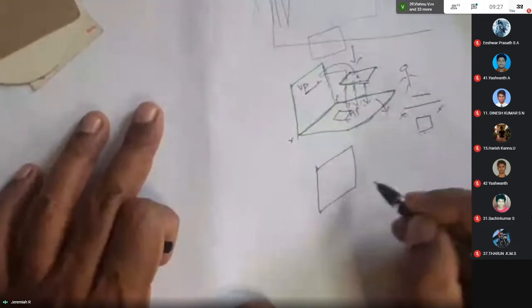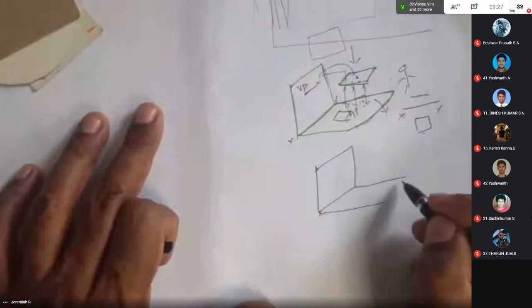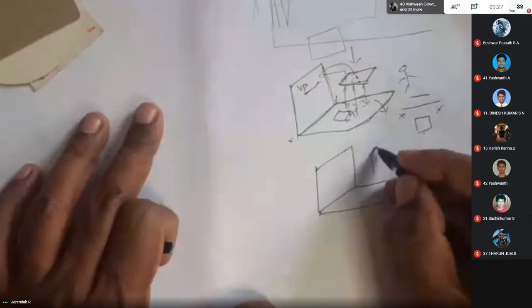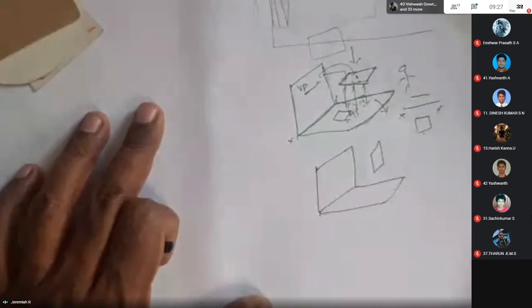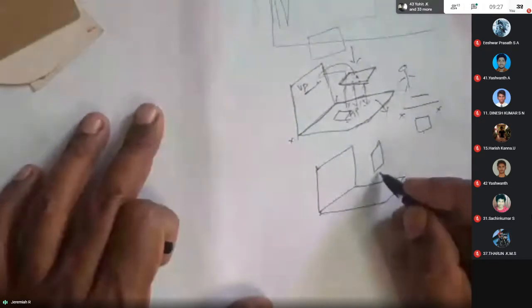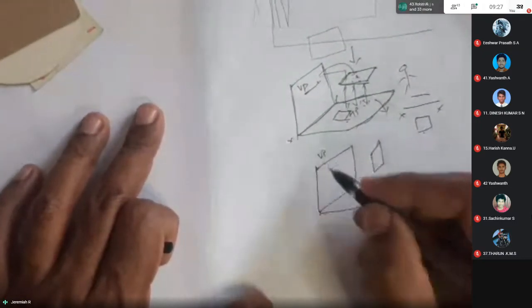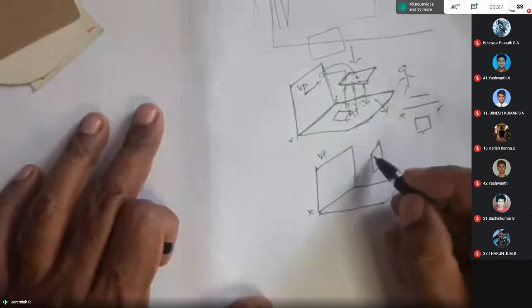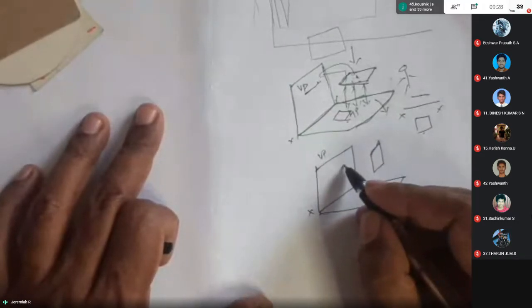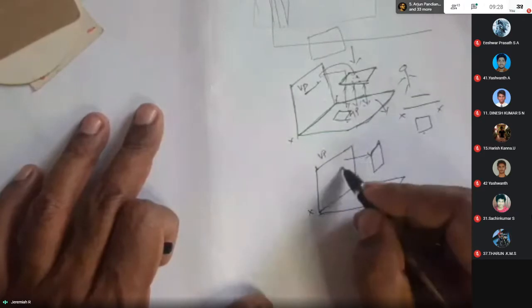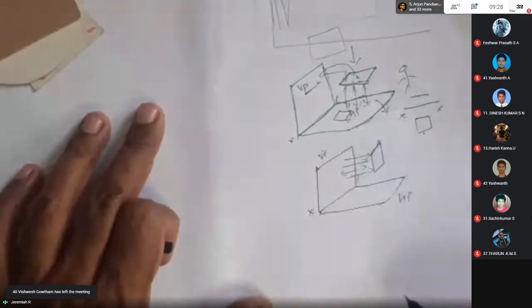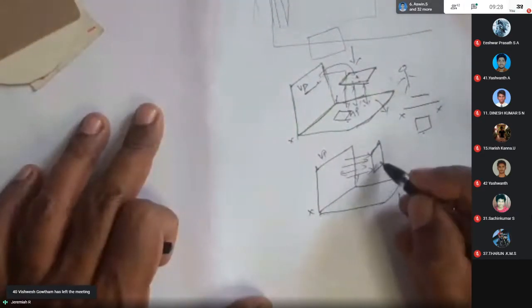Okay, this is subheading 2, like this. A square is like this. This is your horizontal plane, this is your vertical plane, and this is the XY line. With respect to the vertical plane, the distance is equal. This is parallel to the vertical plane.